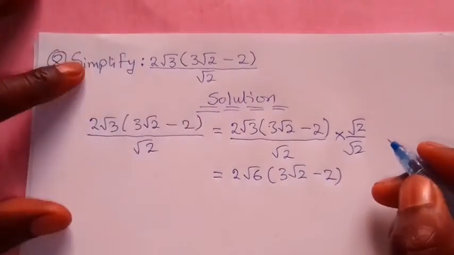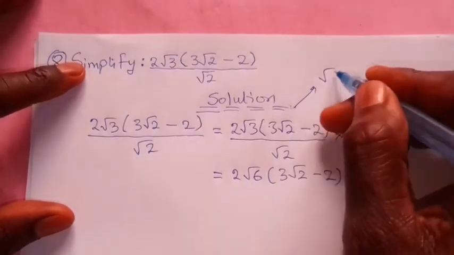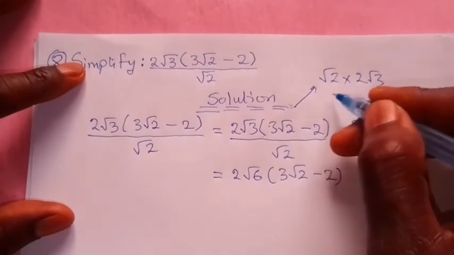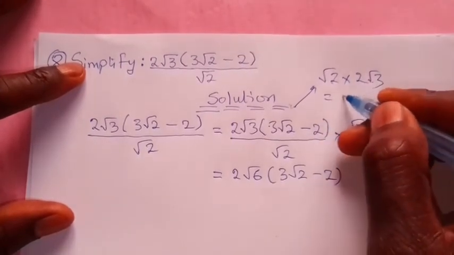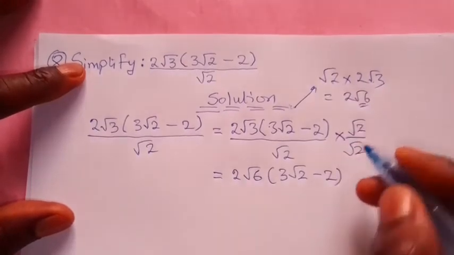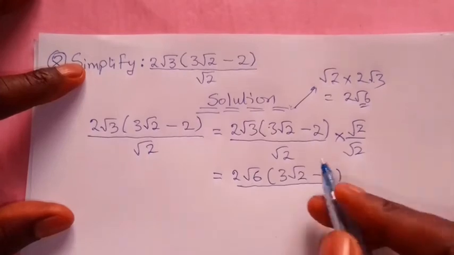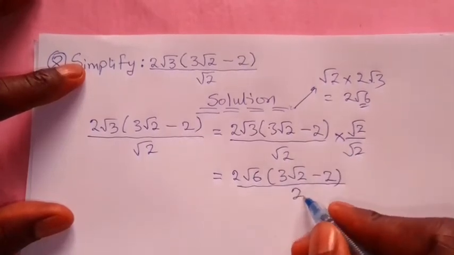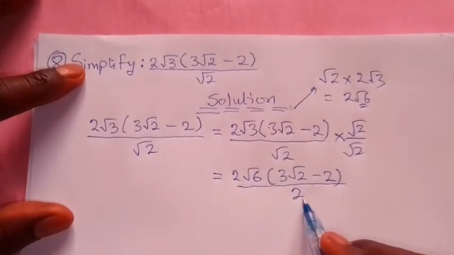In case you are wondering what I did there, here's what I did. This is our root 2. We use it to multiply 2 root 3. And in doing so, we are going to multiply these roots and root 3 to give us 2 root 6. So that's the 2 root 6 you see here. Then the denominator will become root 2 times root 2, and that will give us what? 2. When you multiply the same surd, it gives us the number under the root sign.